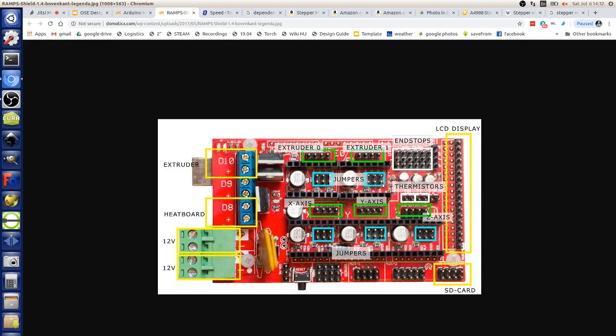So there are the locations of the jumpers. I mentioned that you set the microstepping. We always use 3, where we use 16 microstepping. Some other things, the LCD display plugs into these long rows here.